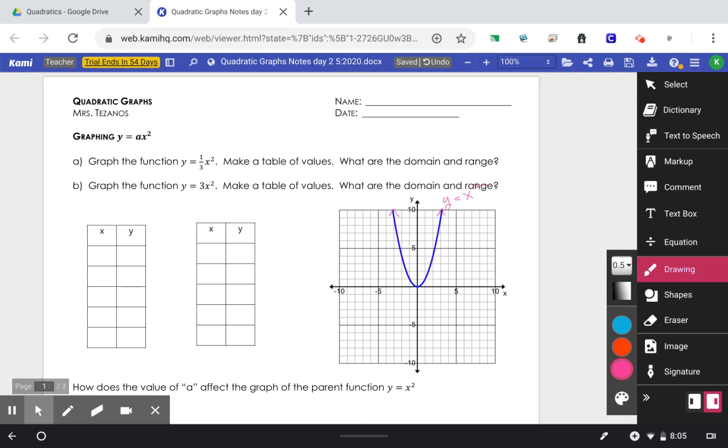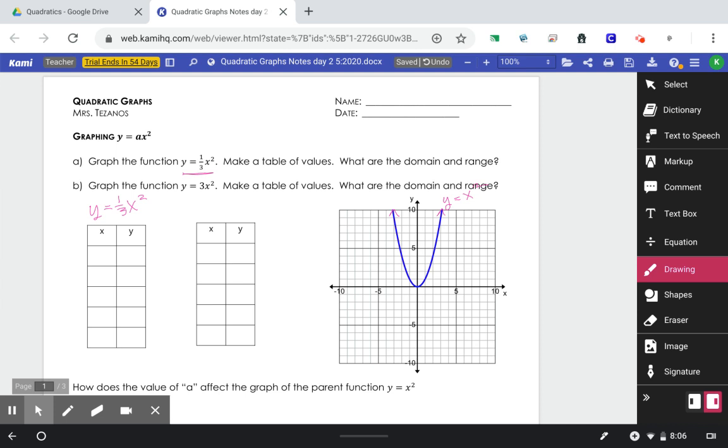Okay, so what I'm going to do is look at two graphs and how they are different from that parent function or that basic quadratic. So right here, first one is y equals 1/3 x squared. So what I'm going to do is make a table of values right here. Y equals 1/3 x squared. I'm going to plug that into my calculator and hit my table of values so I can pull out some points.